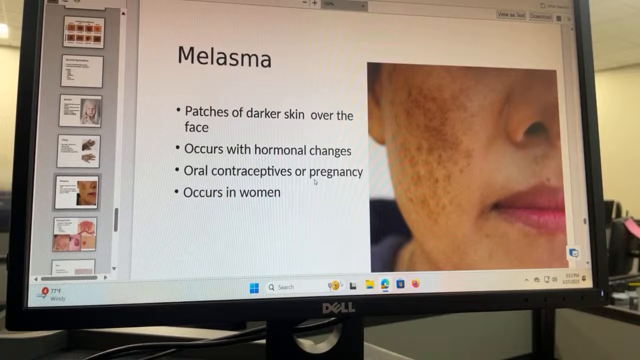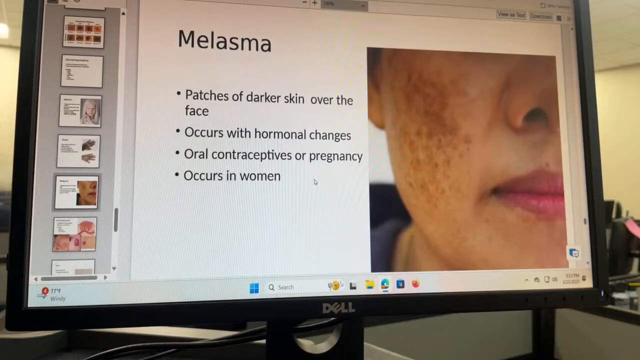It occurs in women generally in response to hormonal changes. So pregnancy is a big one. It's very common to happen in pregnancy and if you're taking oral contraceptives. So as long as the hormones are there, the melasma will remain the same, but generally it goes away after pregnancy or after someone discontinues taking oral contraceptives.